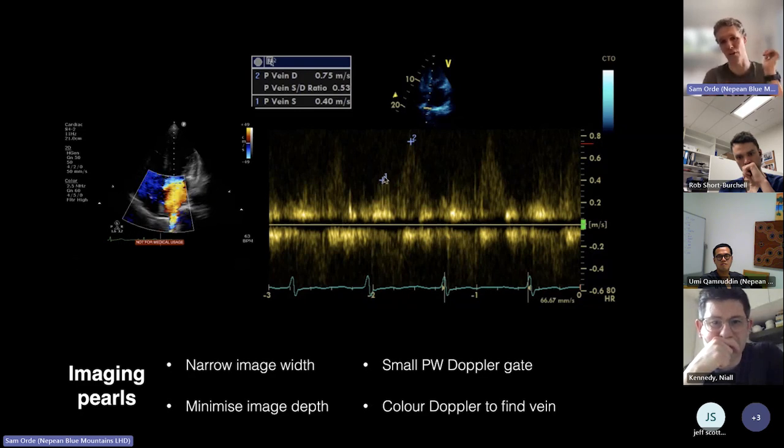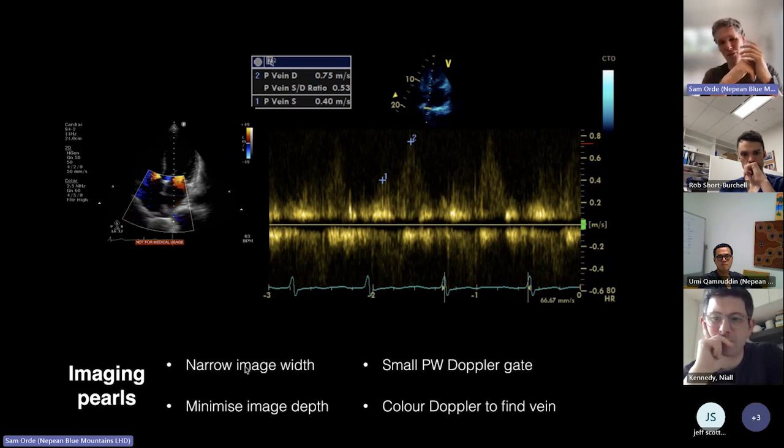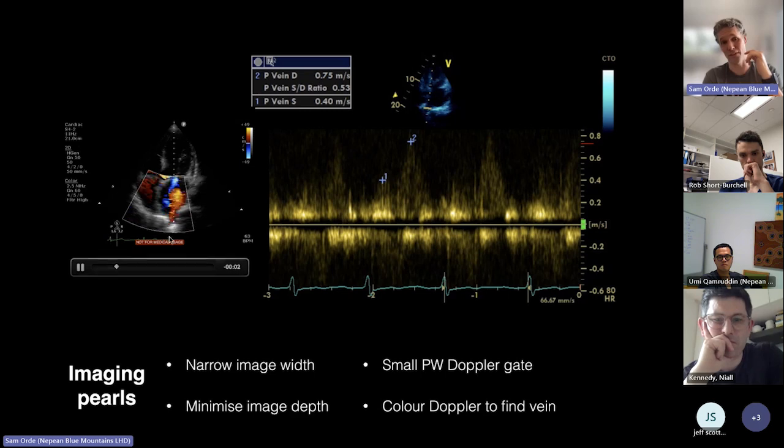And this would be an example of systolic flow blunting. I recommend trying to narrow the image width, trying to have a small pulsed wave Doppler gate, and just using that color Doppler to find the vein. Sometimes it's not quite as beautiful as that on 2D.